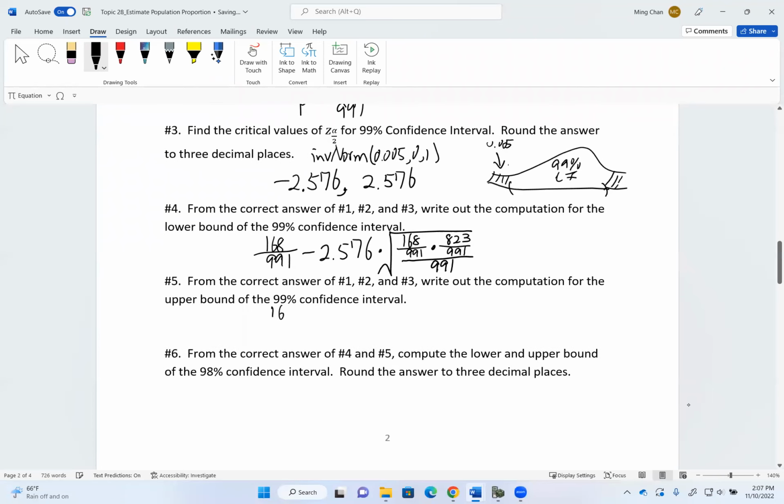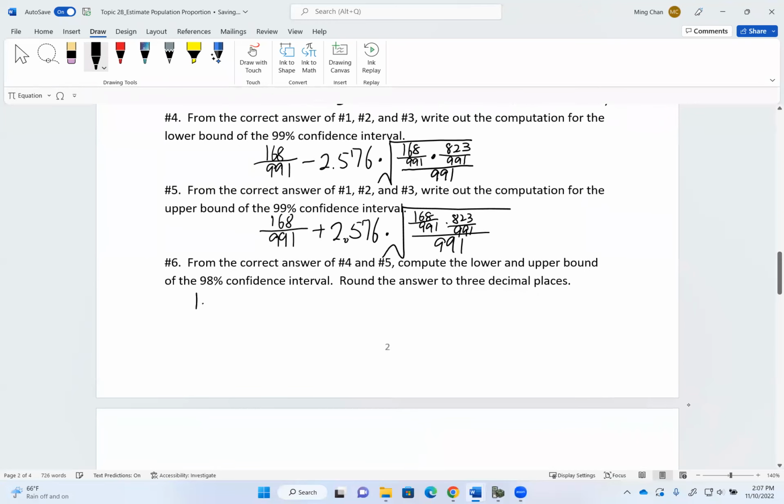I'm just going to copy this down again, except changing the minus to a plus for the upper bound. We have to be very careful how we key this in. This is a lot of fractions here, and you do not want to round. So we're going to put all this in the calculator at one time. All right, so the lower bound.